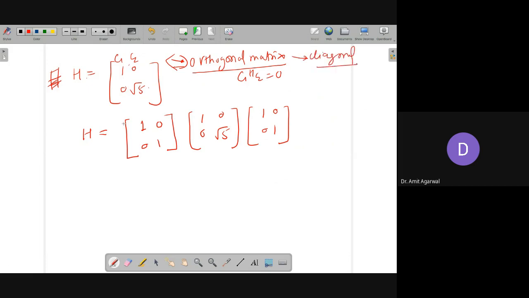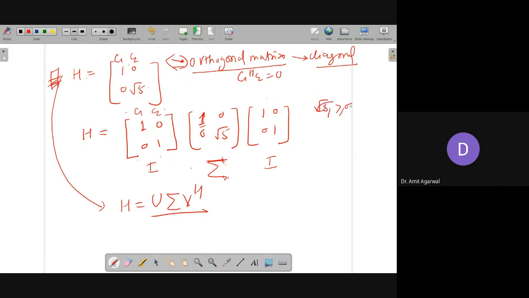So this diagonal matrix H can be written like this: identity, and this matrix. Now what was our aim? To write H in this form. Correct? So as you see, this is a form of sigma. This satisfies the orthogonality condition, that both the columns should be orthonormal. But the only problem is that the order is not right. I told you that the order of the sigma should be sigma 1 greater than or equal to sigma 2. So root 5 should come here.